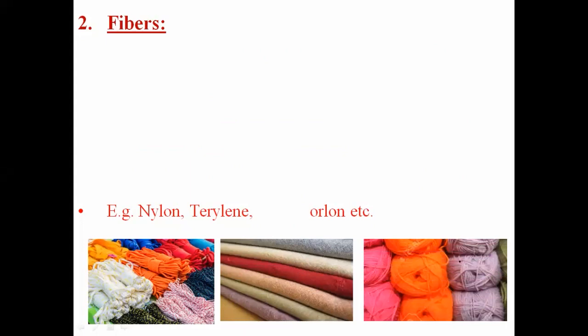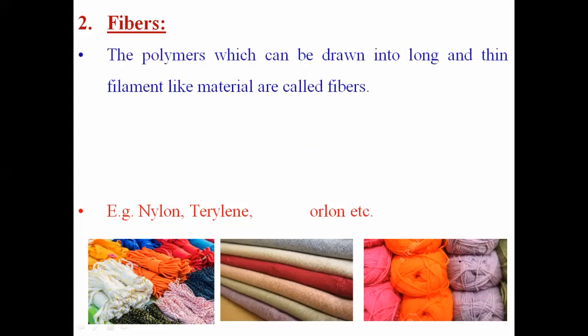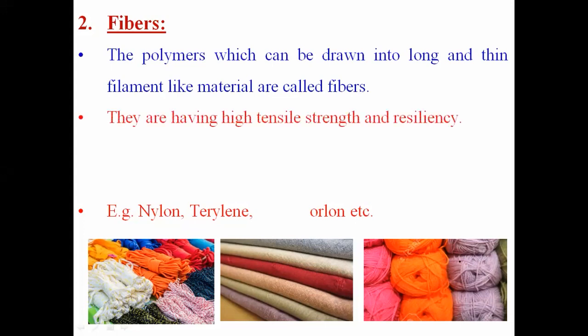Okay. Now, let us see what is meant by fiber. What do we call a fiber? Yes, a polymer which can be drawn into a long and thin filament. That material is called a fiber. Okay, that filament-like material is called fiber. Thus, polymers which can be drawn into long and thin filament-like material are called fibers. They have high tensile strength.